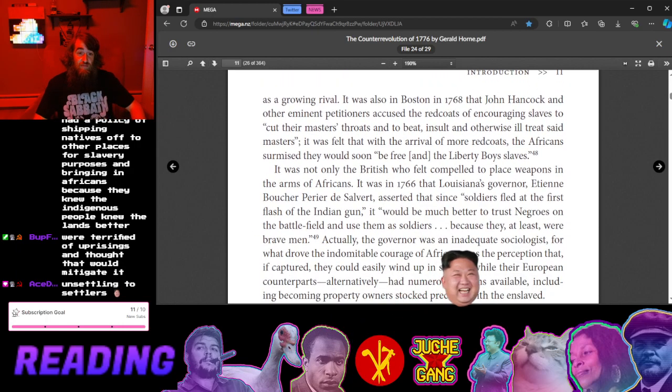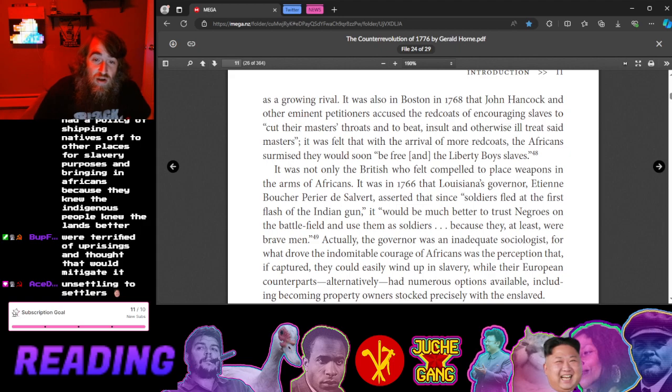It was also in Boston in 1768 that John Hancock and other eminent petitioners accused the Redcoats of encouraging slaves to cut their masters' throats and to beat, insult, and otherwise ill-treat said masters, quote unquote. It was felt that with the arrival of more Redcoats, the Africans surmised they would soon be free, the Liberty Boys' slaves.